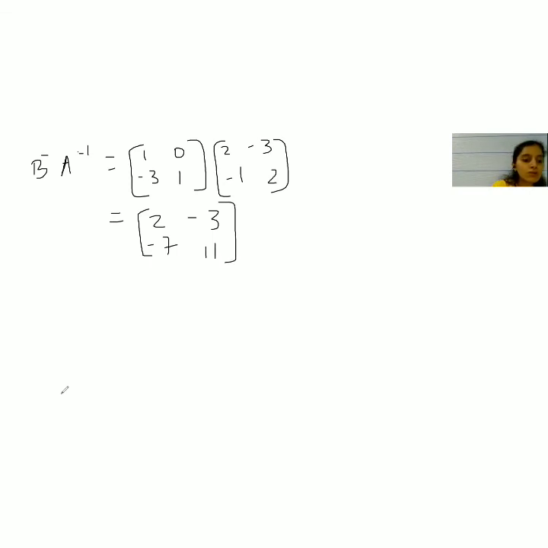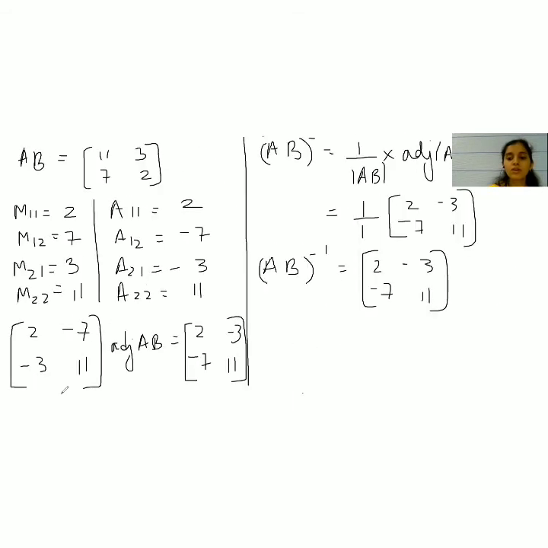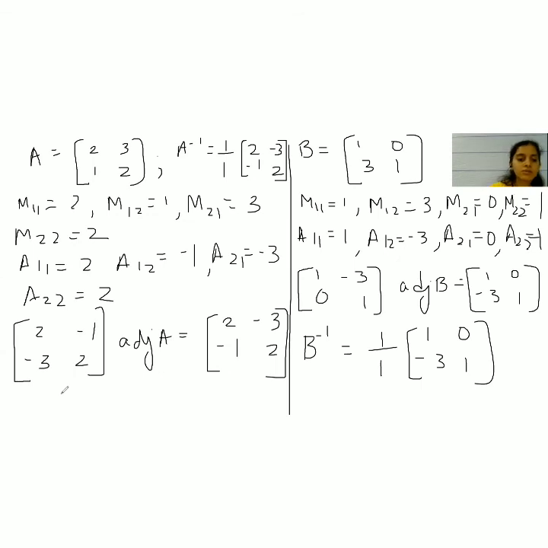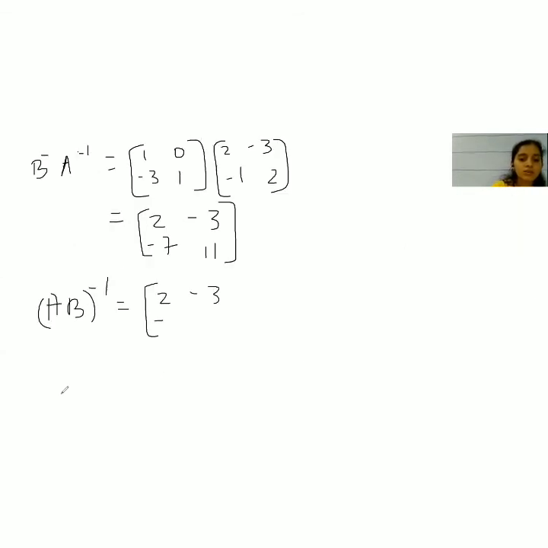Okay. Now they have asked you to verify. So AB inverse is equal to, what is AB inverse? Let's write that down here: 2 minus 3 minus 7 and 11. Is that equal to your B inverse A inverse multiplication? Yes, so we have verified the two. I personally find the adjoint method easier. You can also use row column transformations if you find that simpler.